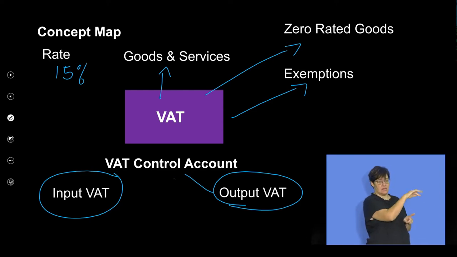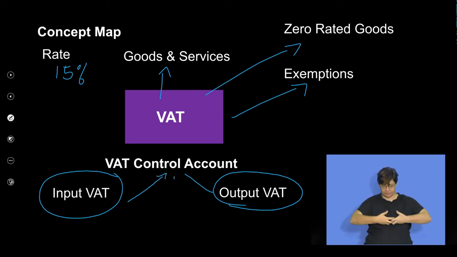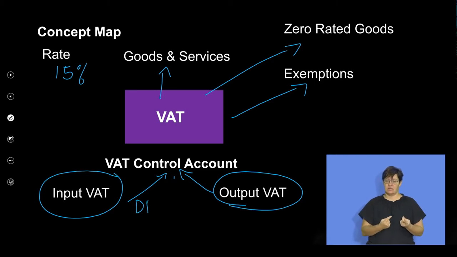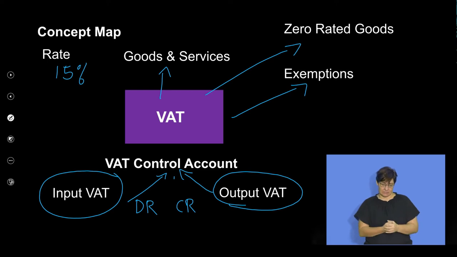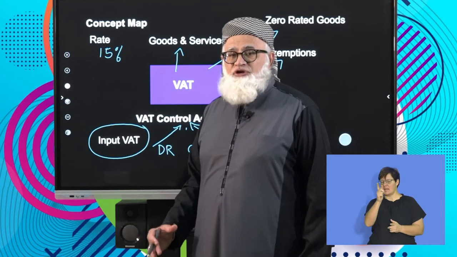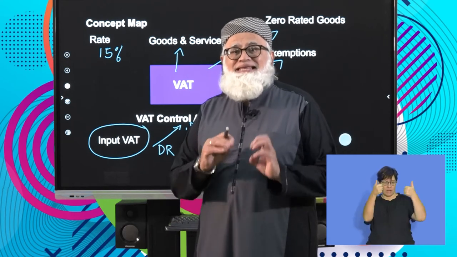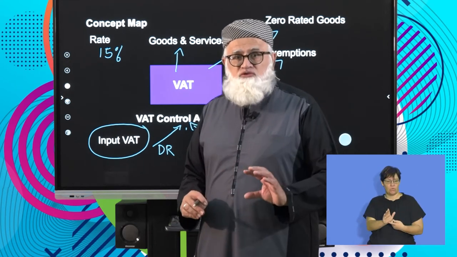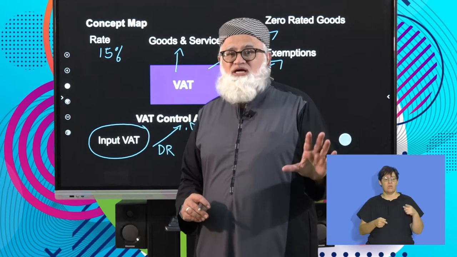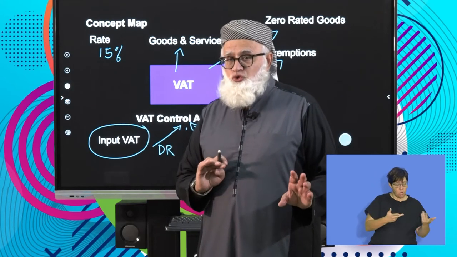These two items fit into your VAT control account, which will end off with either a debit balance or a credit balance. Right. But obviously more about that later. For now, just remember that your VAT control account actually indicates to you the amount that either you owe SARS or SARS owes you. Okay.